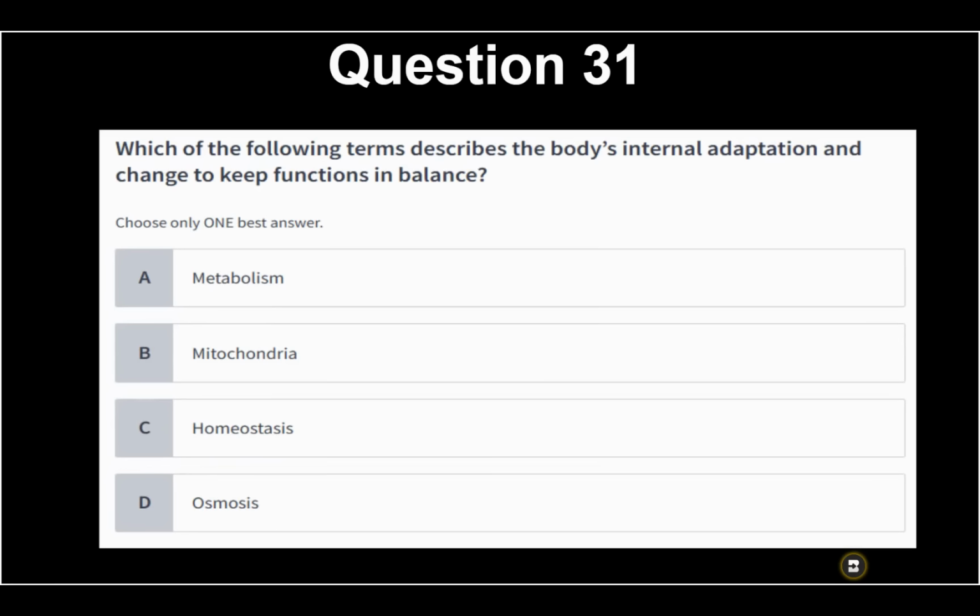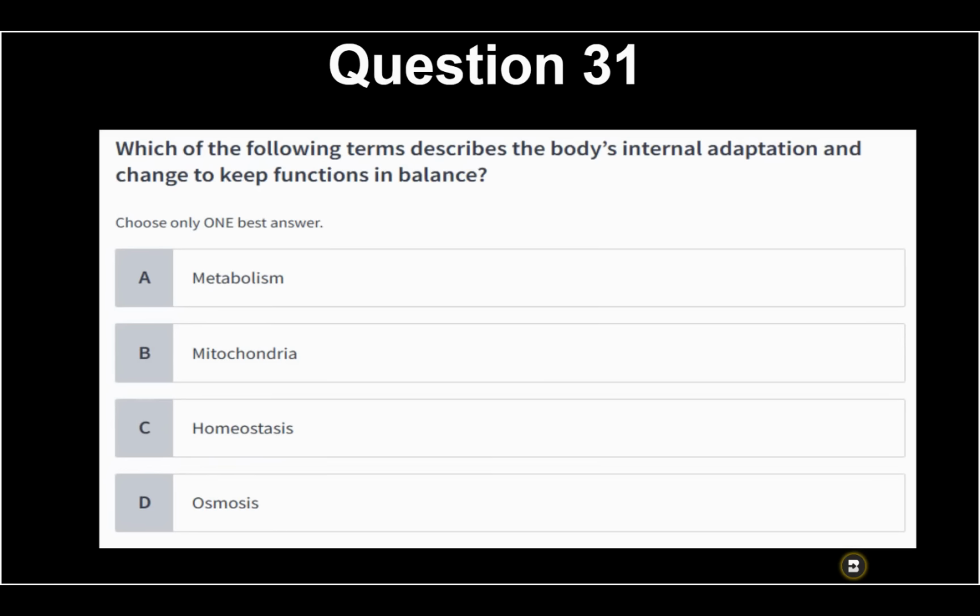Now, homeostasis refers to the body's ability to maintain stable internal conditions like temperature, pH, and blood pressure despite any external changes. I want you guys to remember when you're thinking of homeostasis, this is maintaining the balance within the body.